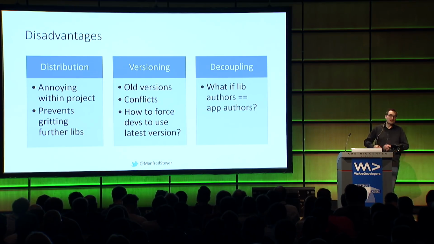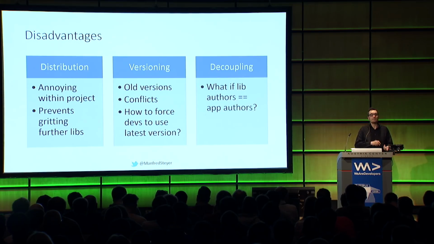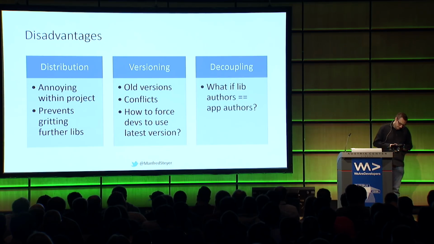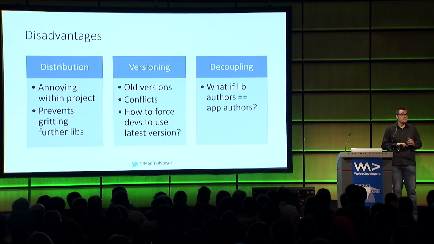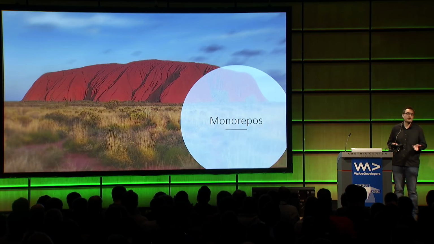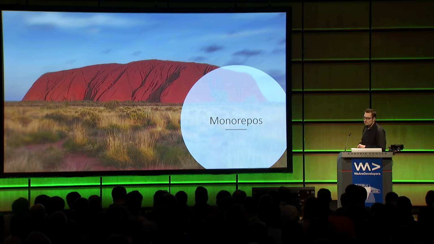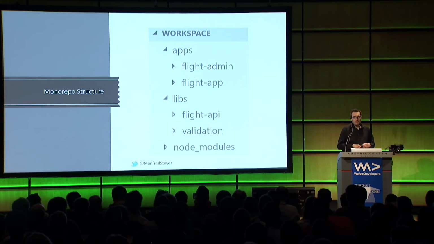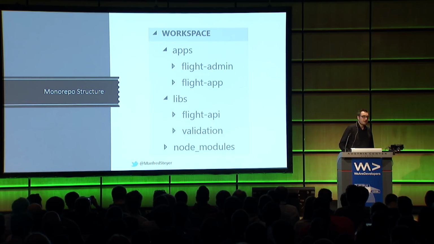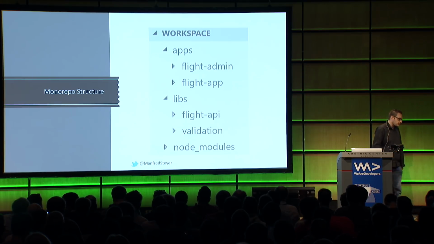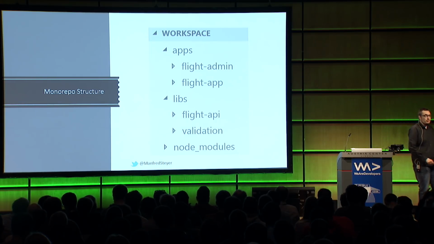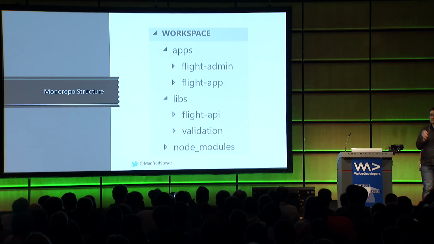Okay, so we have a lot of advantages, but also a lot of disadvantages when it comes to NPM packages. And one solution to all those disadvantages is the monorepo approach. It is quite popular nowadays. I don't like the word monorepo. I would prefer the word workspace, because this is what it is about. A workspace, a common directory where you put all your sub-projects into.